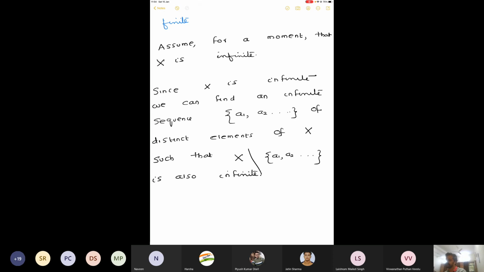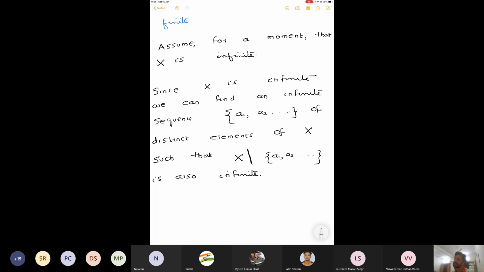Do you agree with this statement? Yes, sir. Maybe those who are thinking of X as countably infinite, with X itself being A1, A2, A3, etc., may find an issue with this. But I am not saying every infinite sequence. I am just saying you can find an infinite sequence A1, A2, A3, etc. such that X minus {A1, A2, ...} is also infinite. For an uncountable case, it is obvious.